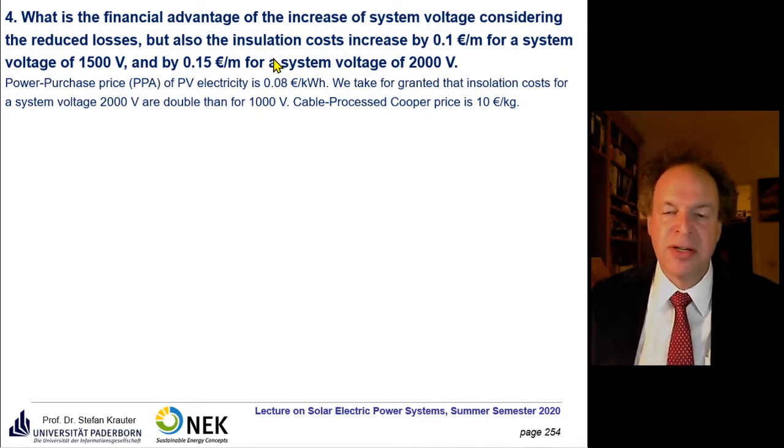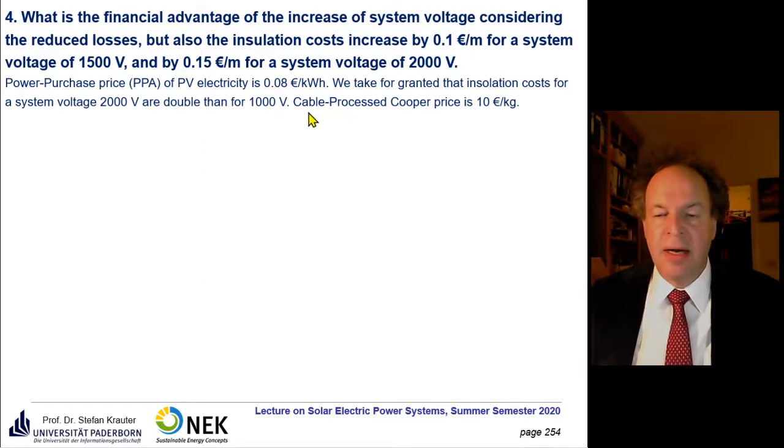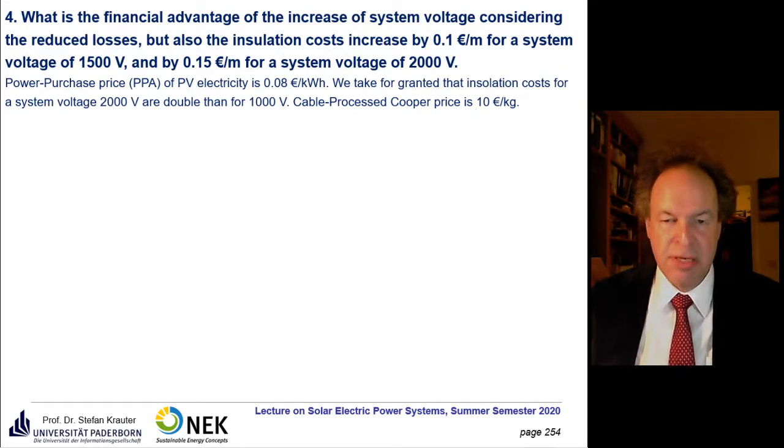Further, we have to consider that we have a power purchase agreement for the sold PV electricity of 8 euro cents per kilowatt hour. We also take for granted that the insulation costs for a system voltage of 2000 volts are double those for 1000 volts. And the processed copper cable price is about 10 euros per kilogram. This we need to know because we also have to calculate the price for the copper cable.